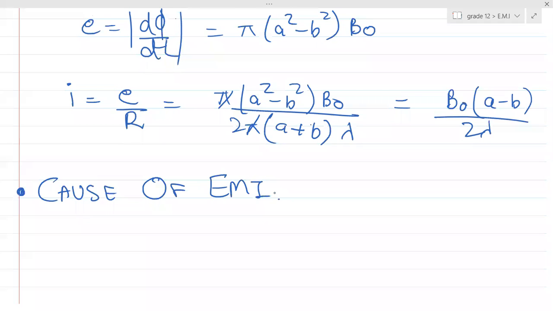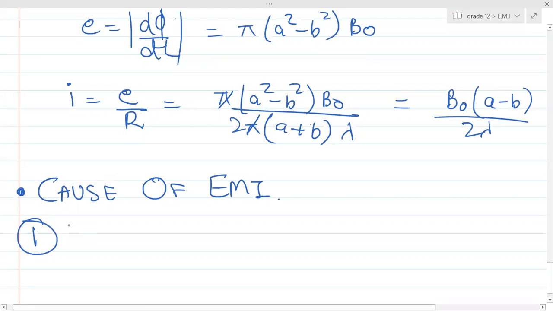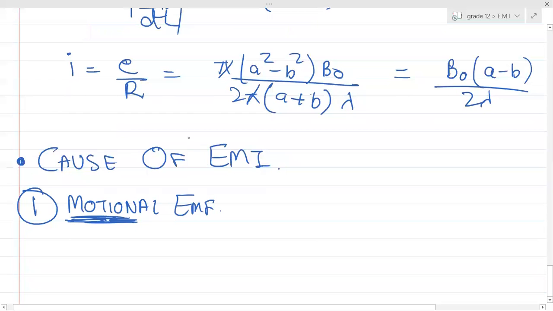Basically, there are two ways in which you can induce an EMF, right? The first way is basically motional EMF. Can you see this is motional EMF? What is motional EMF? Can you see the term motion inside it? So motional EMF is because of relative motion between the magnetic field and the conductor, right? So something related with motion will come inside over here. So we'll write that one.